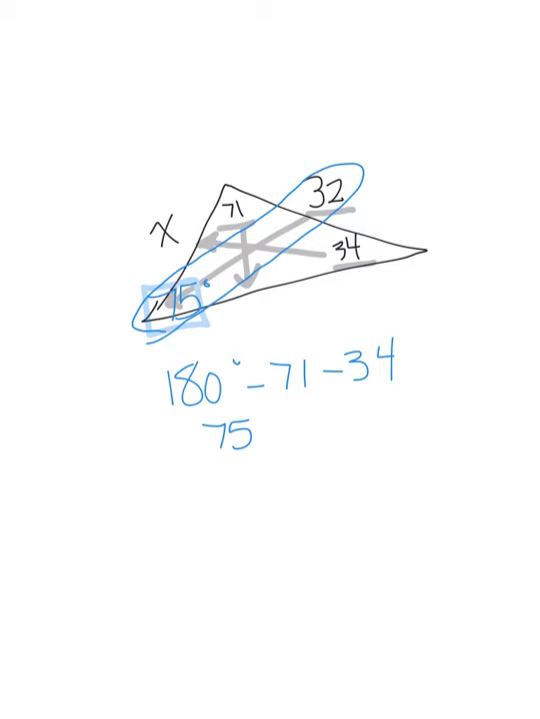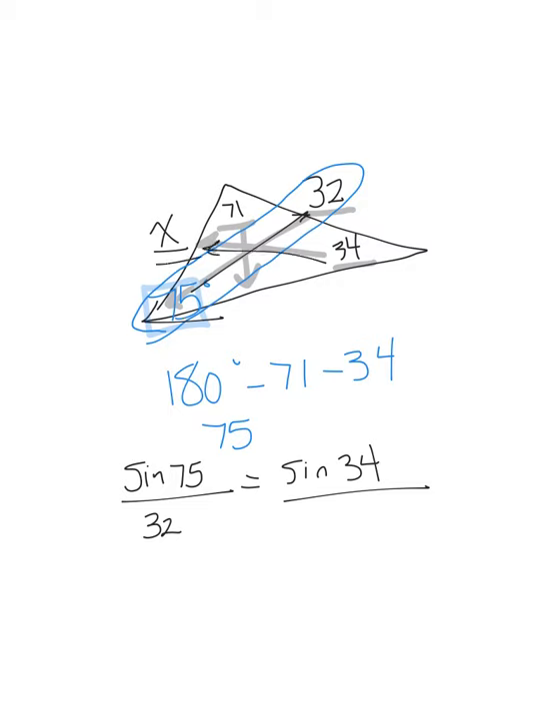I will not be solving this question, but I will set it up for you. So if I was attempting to find x, I would be saying sine of 75 divided by its matching side length of 32 is equal to sine of 34 divided by its matching side length of x. We could then start cross multiplying and solving for x like we would.